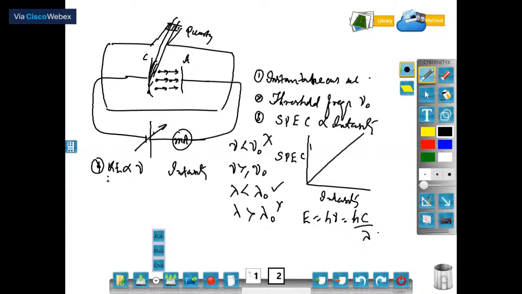When you plot a graph of the kinetic energy versus frequency, look at this variation. The kinetic energy starts only from a certain value. That is the threshold frequency, nu naught. This value is the threshold frequency.